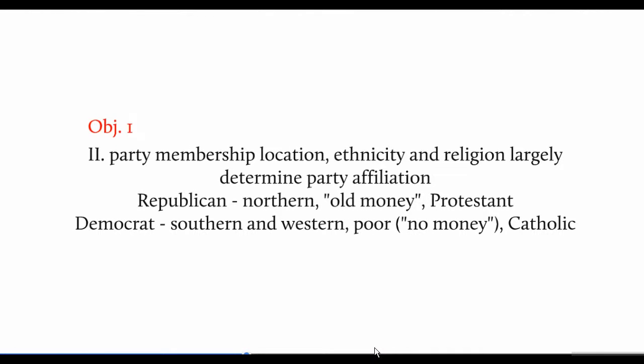Again, party membership is based on regional impacts. The Republicans are typically from the north, typically old money bankers, industrialists, and tend to be typically Protestant, while the Democrats are from the South and the West, typically poor, typically Catholic.